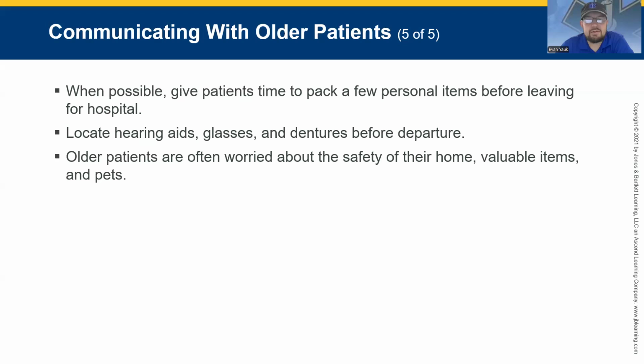When possible, give patients time to pack a few personal items before leaving, or you or your partner go do it. Hey, where is that? And we'll get it for you. Locate hearing aids, glasses, dentures, cell phones, chargers. Older patients often worry about the safety of their home, their valuable items, and pets. Ask if they want you to lock up for them. Ask if you can call a family member or a neighbor to help take care of the pet, because they will stress more over that pet than they will over what's wrong with them. So part of taking care of that patient is letting them know everything's been taken care of, everything will be fine.